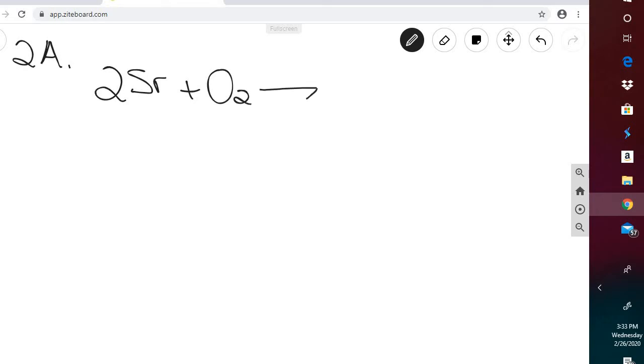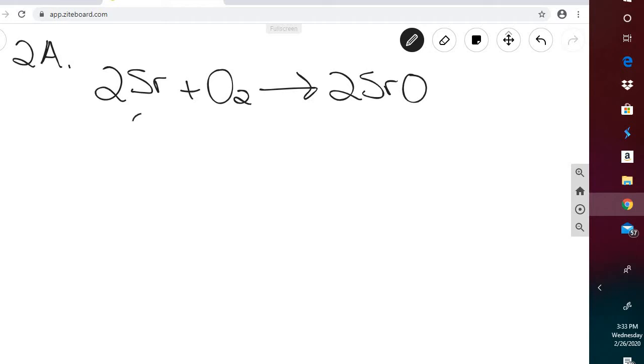Okay, number 2 is a series of reactions, and you're asked to indicate whether it's a redox reaction, and also to say what's being oxidized, what's being reduced, and to indicate the oxidizing agent and the reducing agent. Okay, so 2A, the reaction is this. Okay, so start looking at the oxidation states.